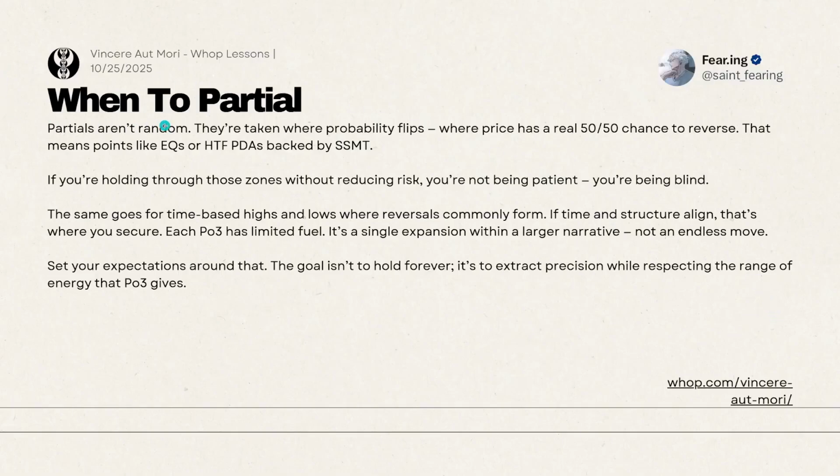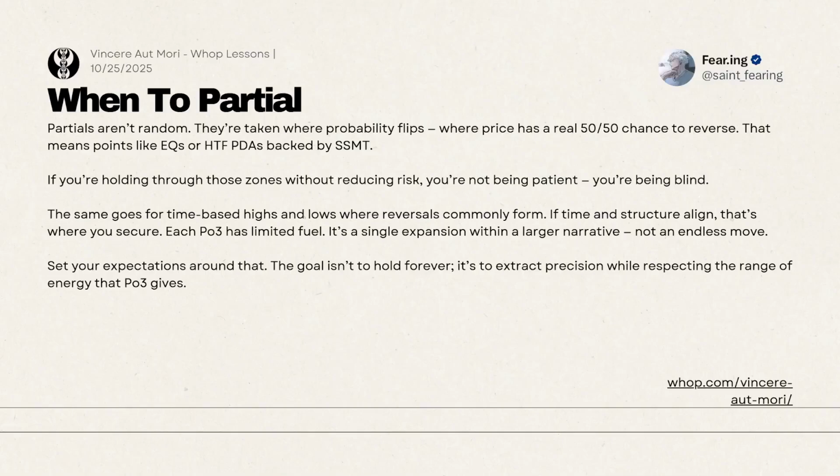So partials should not be random. They are taken when probability is 50-50. So when price has a 50-50 chance to reverse, and there's always, even if you're trading in line with the higher time frame narrative, higher time frame order flow, structure, you have clear external draw on liquidity, there's always a 50-50 chance that price could potentially run out a time-based higher low, form sequential SMT, and then retrace, stop you out, and then continue the higher time frame.